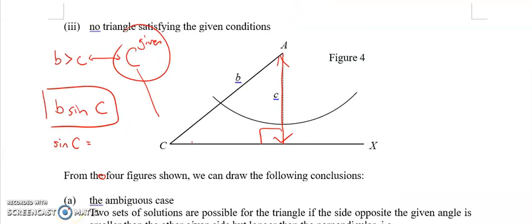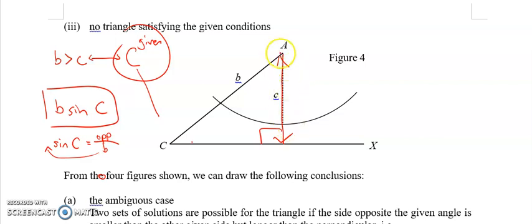So we have to scroll back. Sine C equals opposite over hypotenuse, which is B. So if I want to find this opposite side, I multiply B over, and I will get this B sine C. Not to be confused.